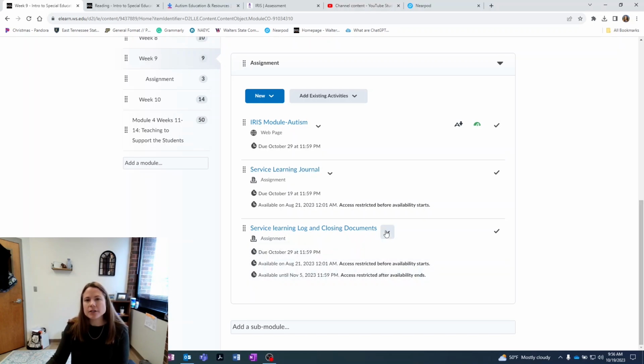The service learning log and closing documents have to be emailed to me directly by the teacher, or they can print it out, fill it out, and mail it to Water State. Either way they choose, it will be completed by the service learning teacher, not you. And then your journal will go into Dropbox. Now I had a few people email me saying that they were going to be late a few days.